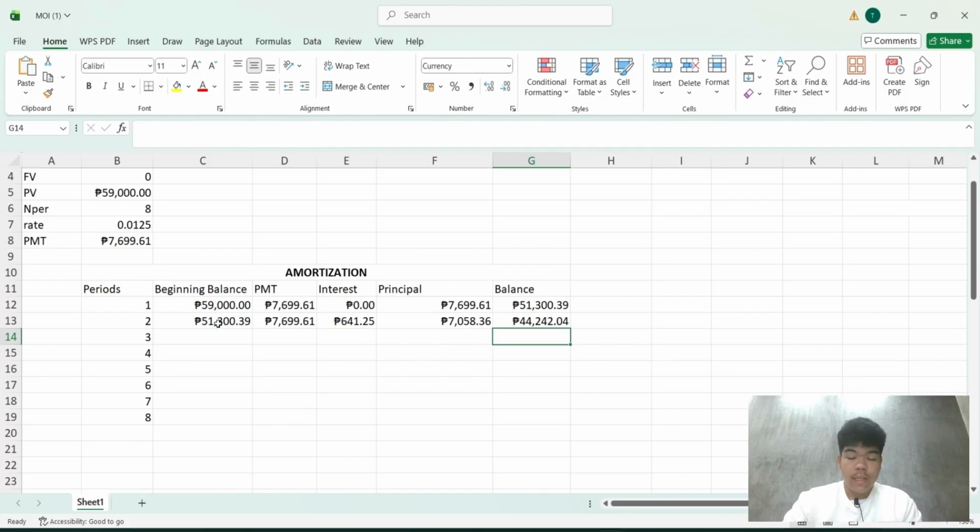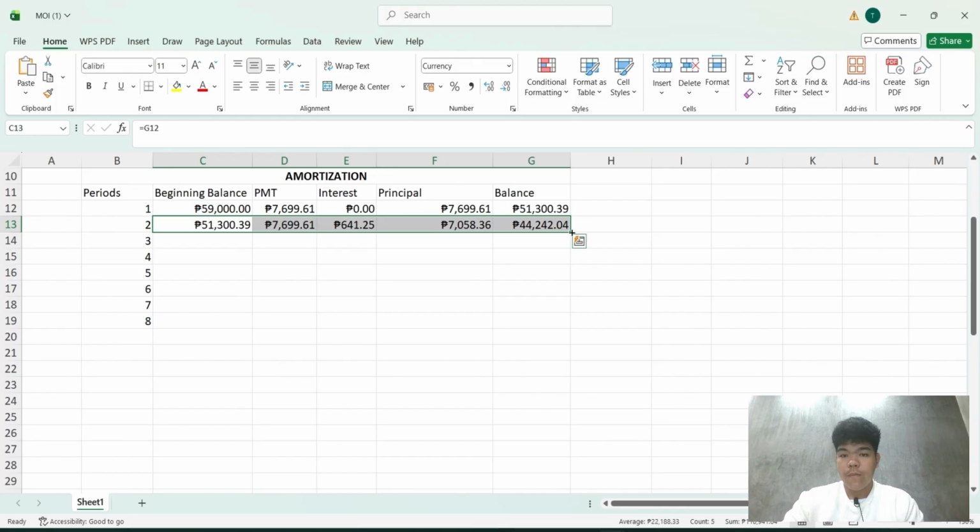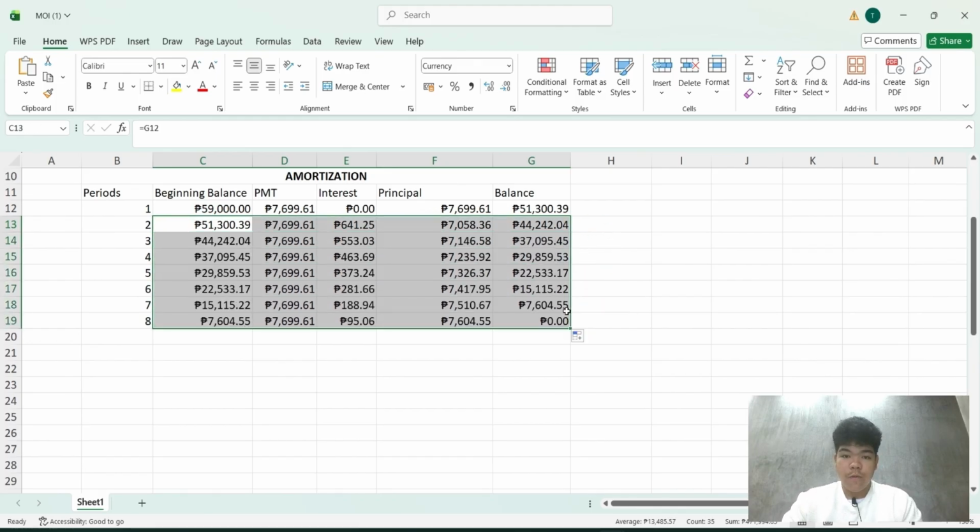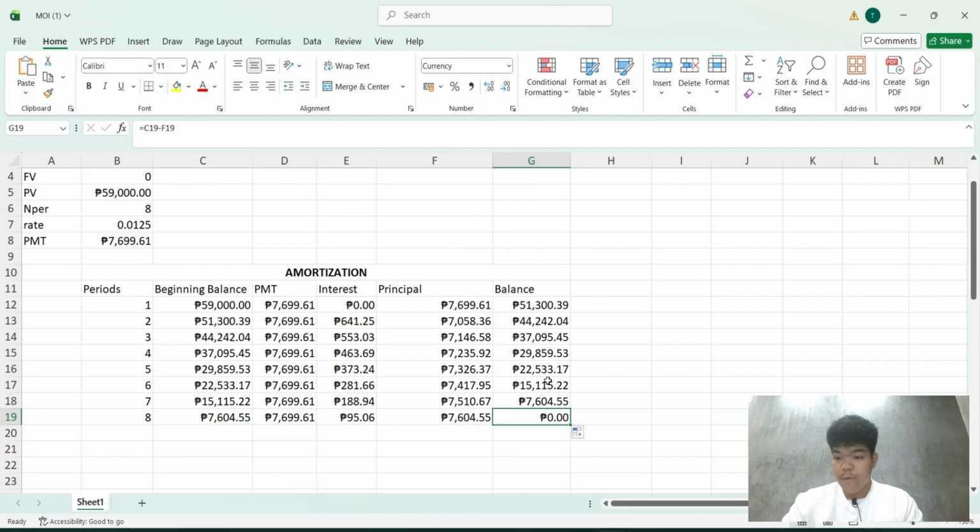Now this is where it gets interesting. Instead of manually inputting our values here like I did before, we just select the row, drag it until we get to our 8th period, and then let go. And now the balance has reached 0, which means that our amortization schedule is now complete.